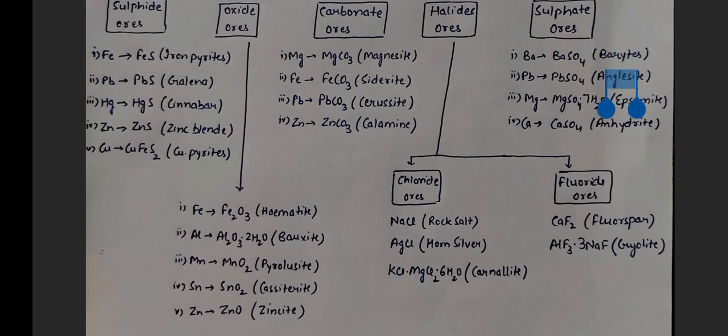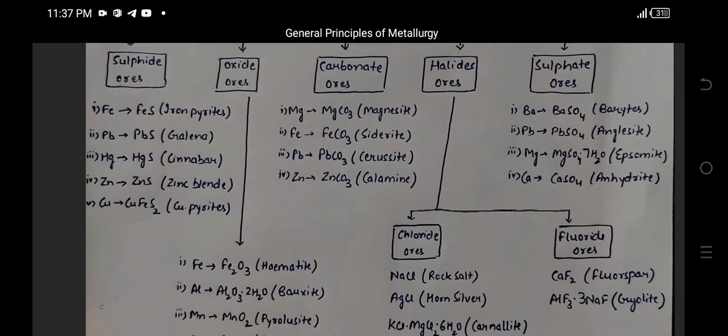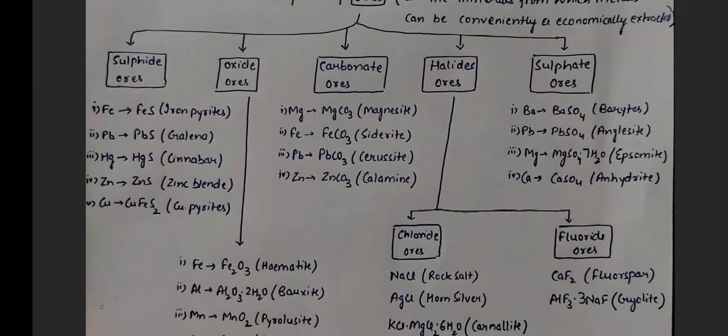Now the carbonate ores. The carbonate ore of magnesium is known as magnesite. Carbonate ore of iron is known as siderite. Carbonate ore of Pb is known as cerussite, and the carbonate ore of zinc is known as calamine.